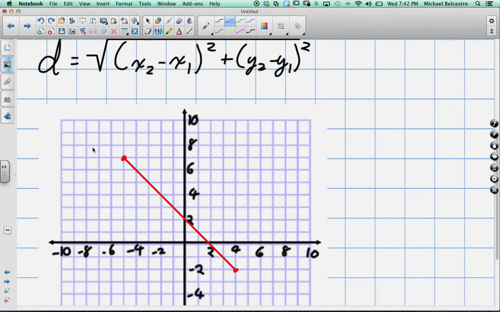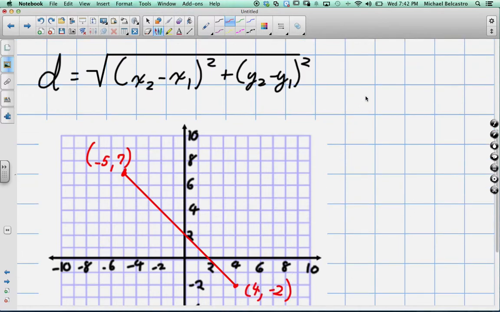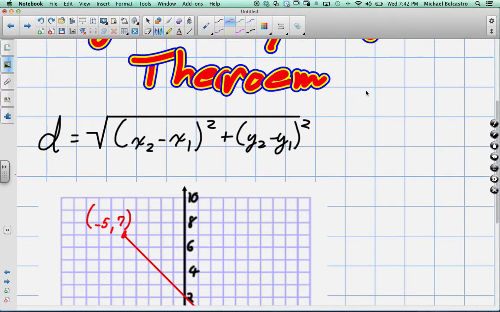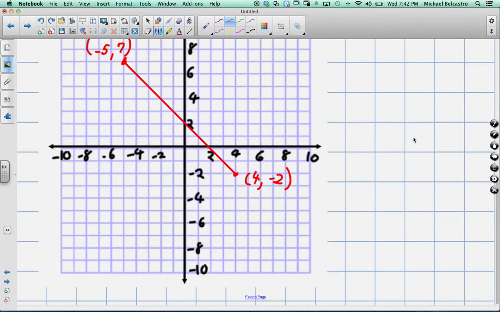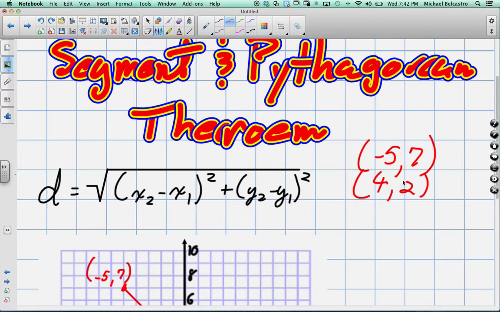the coordinates. So this coordinate here is actually -5 and 7. And this coordinate here is 4 and -2. So here are our 2 points. So I'm going to write them up here so we can relate them. -5 and 7 and 4 and -2. Is that correct? Let me double check. Yeah. Oh, -2. Good.